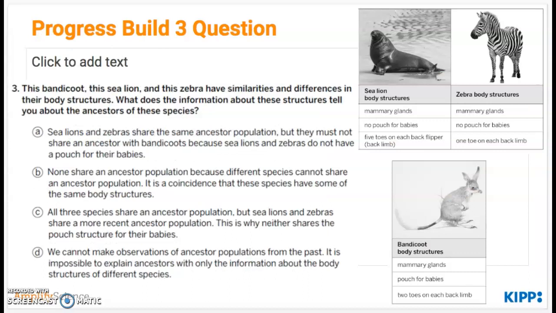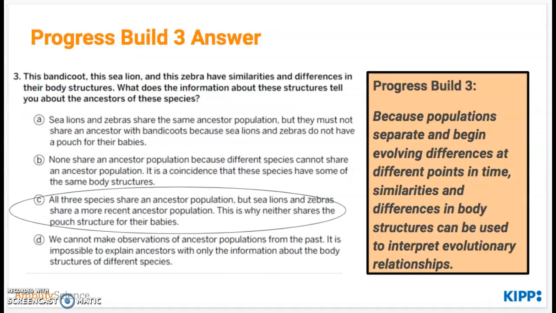Finally, with Progress Build 3, we are presented with three different organisms, a sea lion, a zebra, and a bandicoot. We're given 3 different descriptions of body structures that they have. Take a moment to read the question, the answers, and pause. Now, if you chose answer C, congratulations, you're correct. As we remember from Progress Build 3, because populations separate and begin evolving differences at different points in time, similarities and differences in body structures can be used to interpret evolutionary relationships.